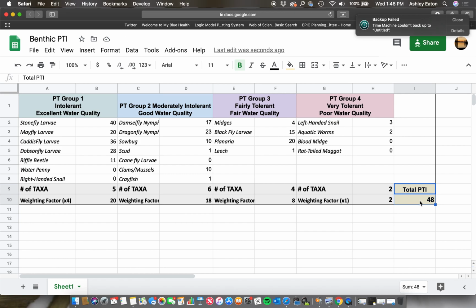Back on the Adobe Spark page, there is a key to help you figure out what that number means. This number seems kind of arbitrary, but you'll see on the Adobe Spark page there are ranges for each of these different types of streams and water quality. So you'll be able to figure it out.